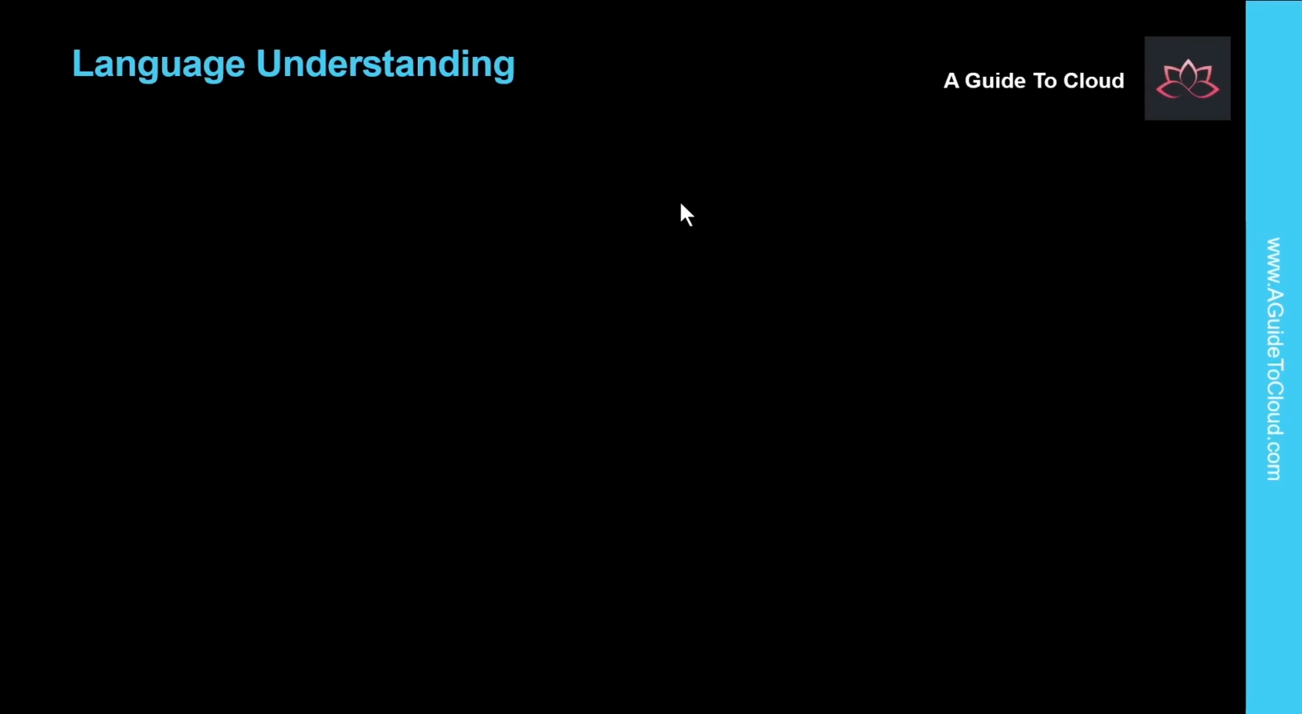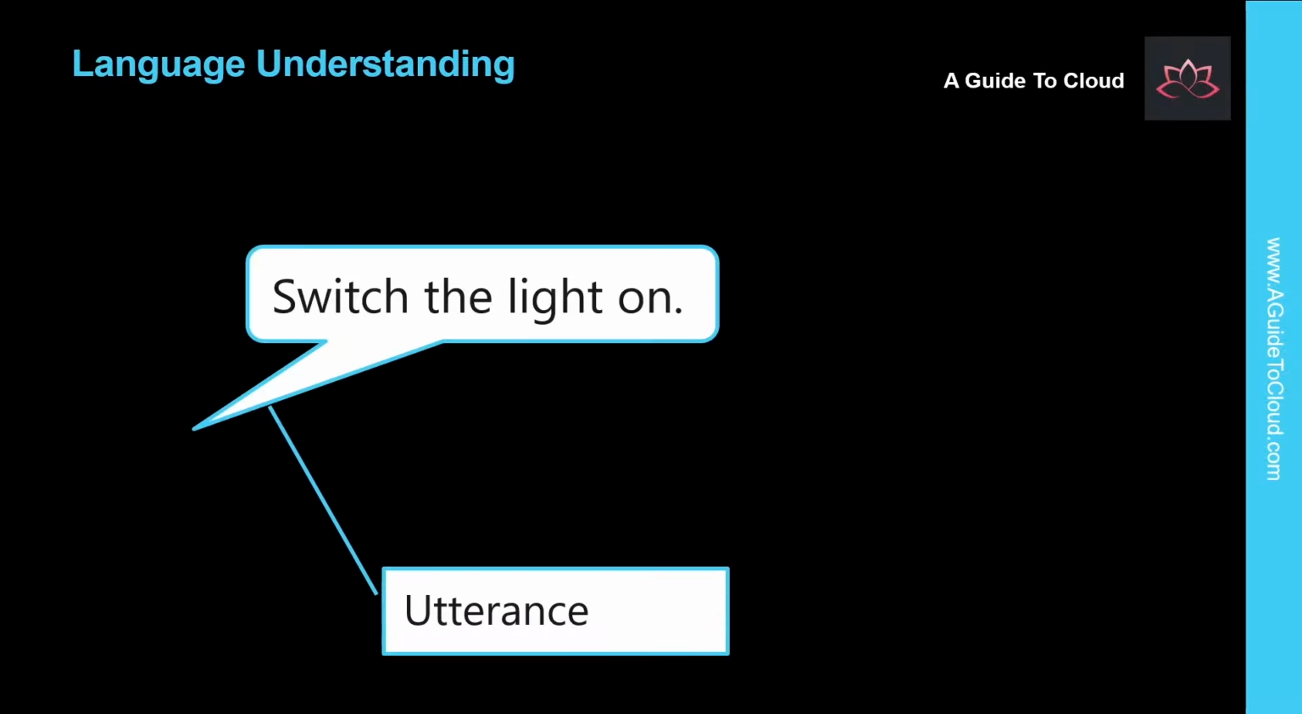Let's look at the next example, which is language understanding. The language understanding service enables you to train a language model that can interpret natural language commands. The first one is utterances. Utterances are phrases that a user might say or type. For example, switch the light on.